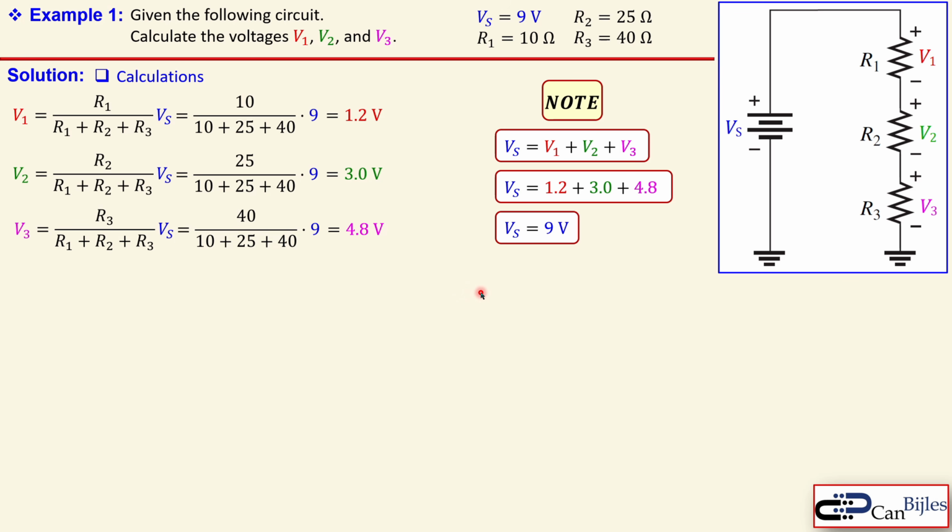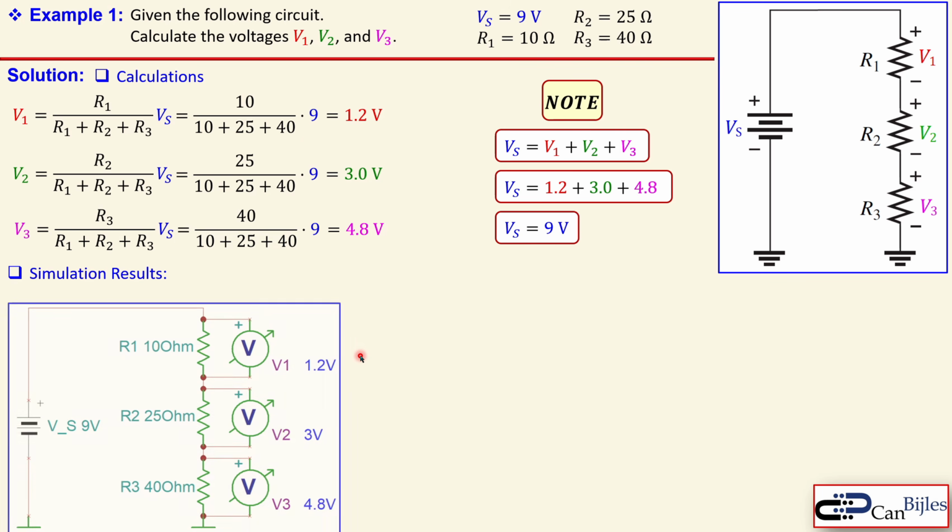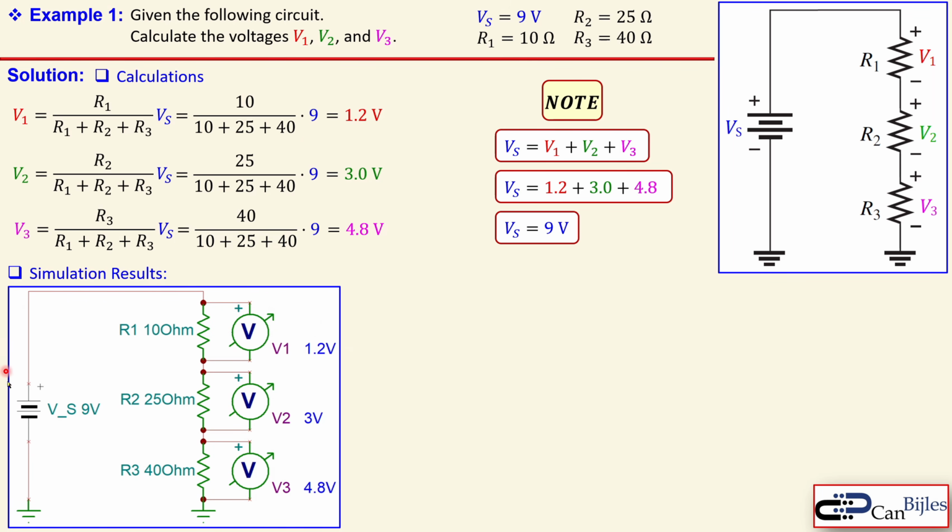Now moving on to the next step, which is the simulation result. We would like to check if this is really the correct one. So this is the simulation circuit in TINA-TI SPICE. You see again the Vs for the 9 volts DC voltage, R1, R2 and R3. The values are shown here, and here we use the voltmeter. You can see the 1.2, 3 volts and 4.8 volts. So all of them are checked, and we can see that we have verified our calculations.